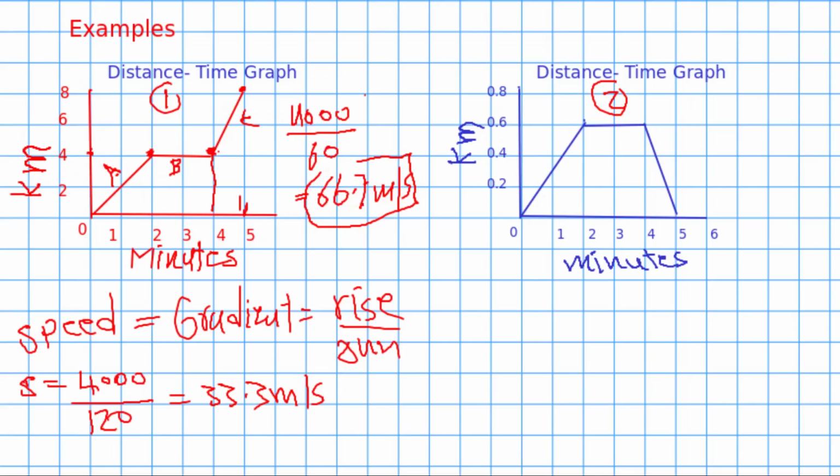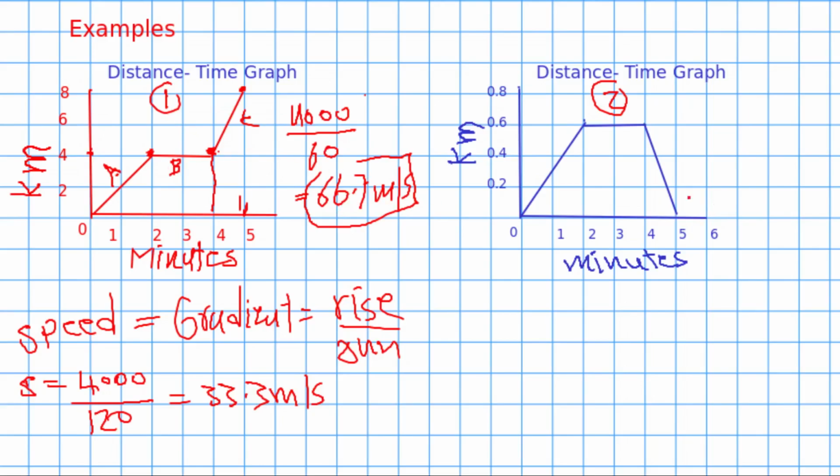As you see here, the object has changed its speed because this line is steeper than this one. That's why the speed here is higher than in section A. The size of the speed is larger in this section than in section A. So this is distance time graph 1.